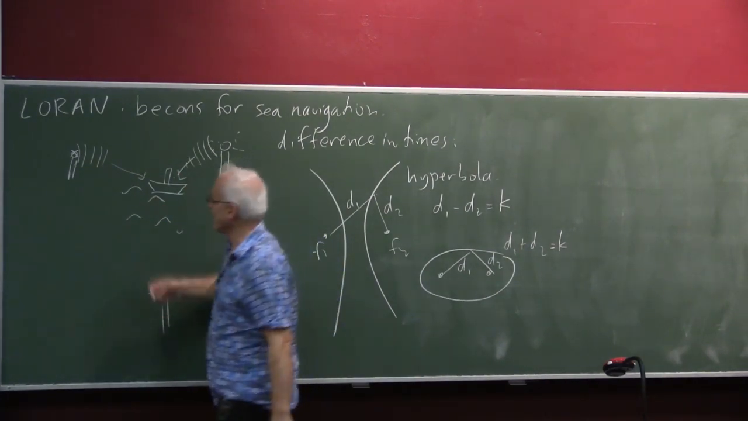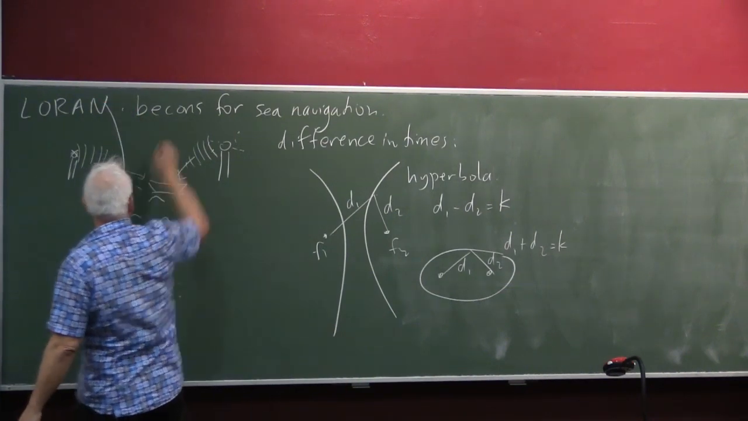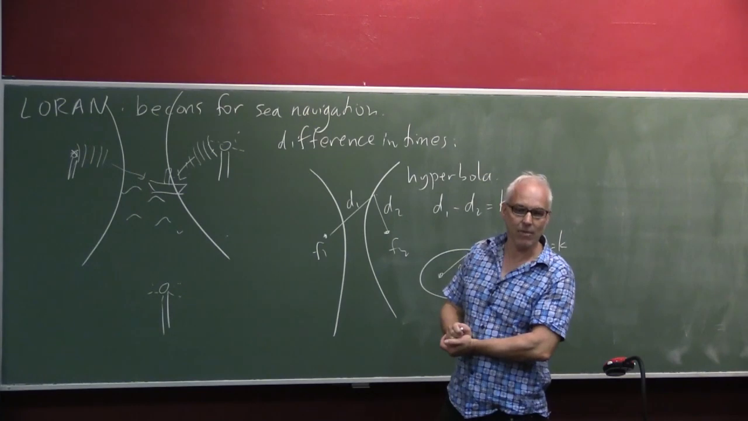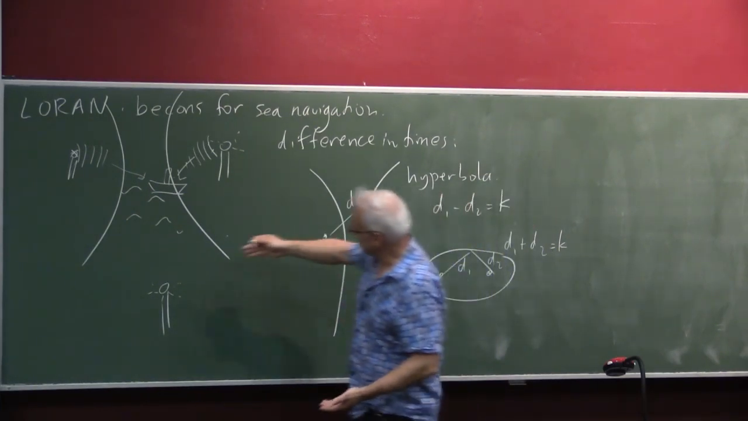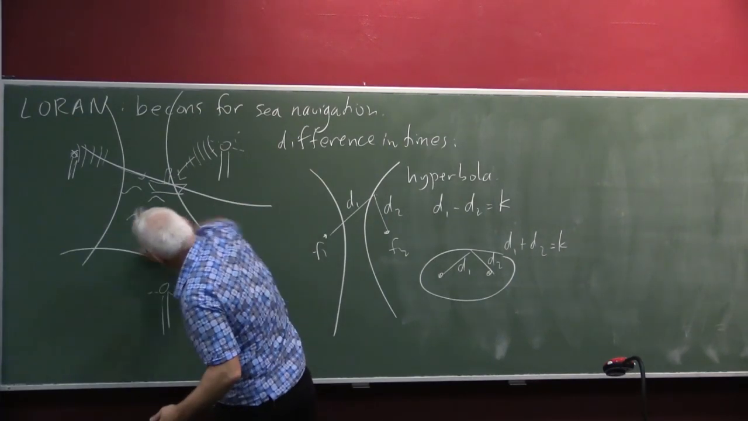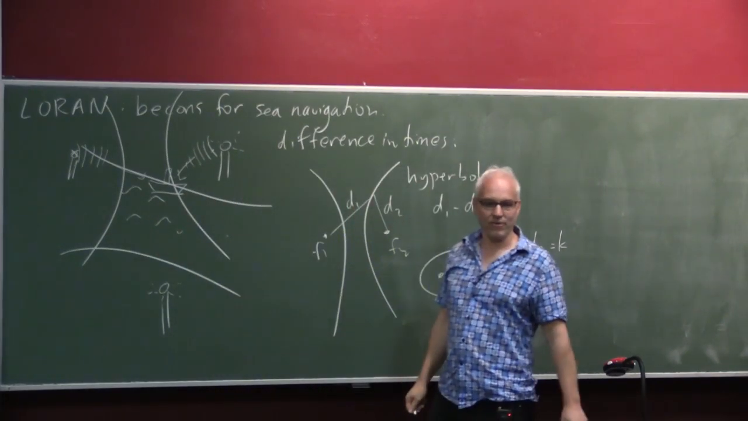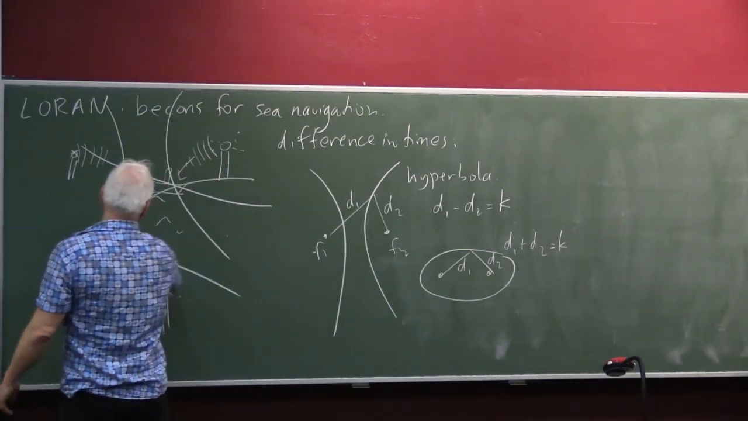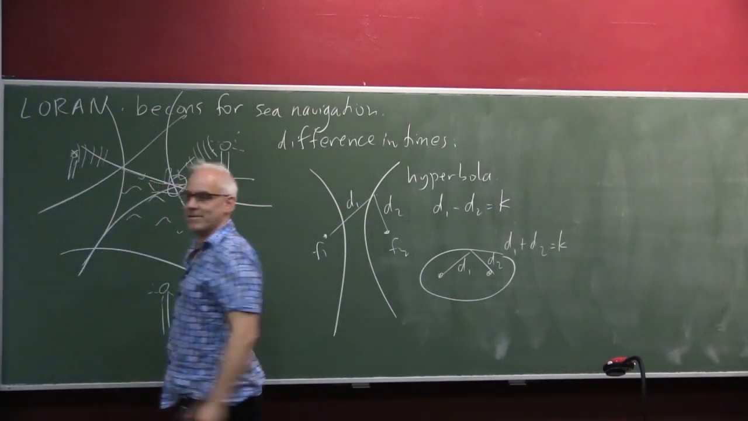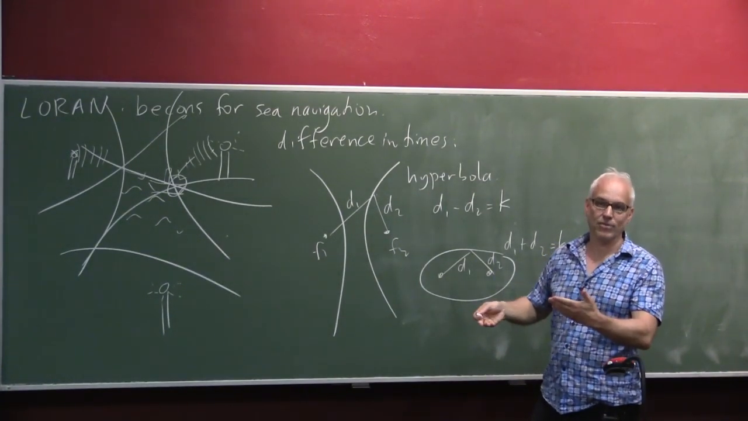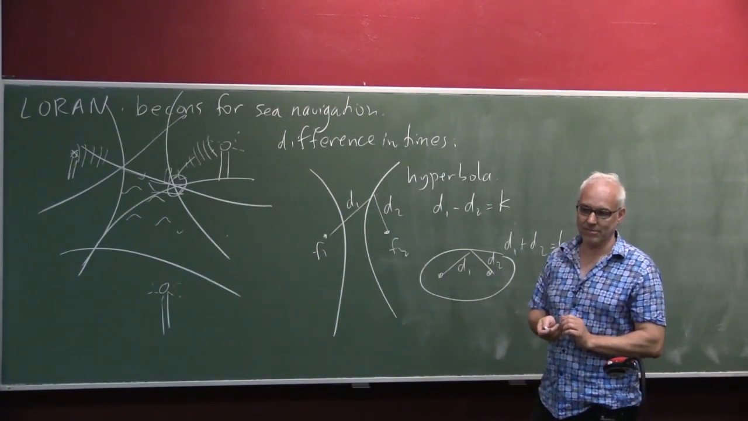Okay, so if you know the differences in times, it's telling you that you can plot on your map a hyperbola, and you know that you're on this hyperbola somewhere. And then if you use the other beacons, well, then you get another hyperbola from those two, and then if you want to use this one here, you get another one, and then you can plot your position from where these two or three hyperbolas meet.